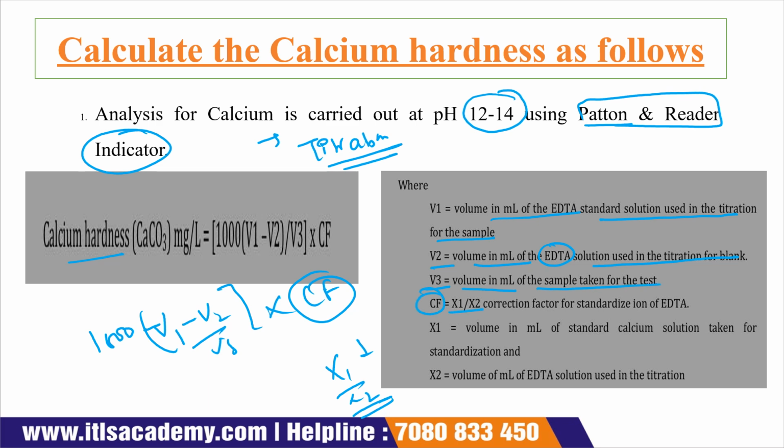CF, that is X1 divided by X2. X1 is equal to the volume in ml of standard calcium solution taken for standardization, and X2 is equal to the volume in ml of EDTA solution which is used in the titration. CF is your correction factor for the standardization of EDTA. This is how you calculate the calcium hardness.